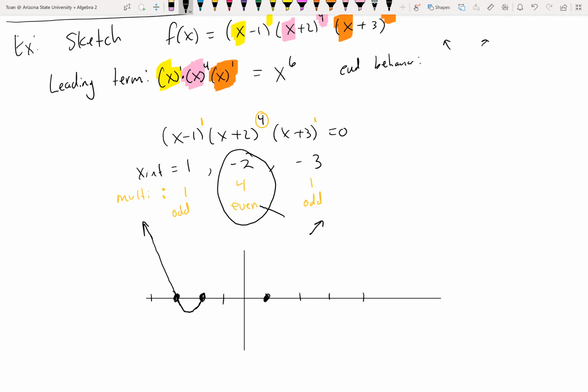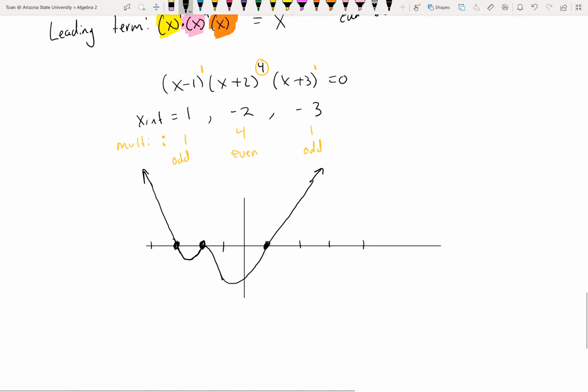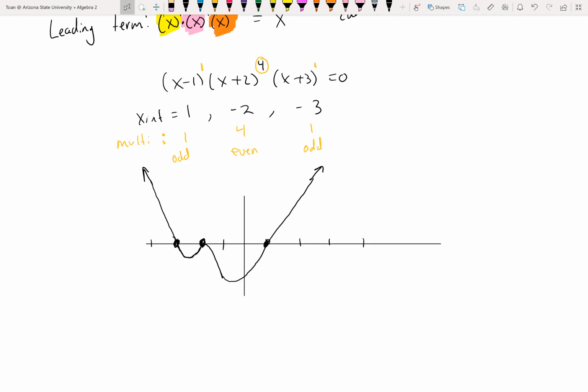Notice at -2, he has an even multiplicity. So I know he's not going to go through. Instead, he's going to touch and bounce off. And then you go ahead and connect to the next x-intercept. At 1, 1 has an odd multiplicity, so it cuts through, and you finish the picture. There is a pretty okay-ish shape of that polynomial function.